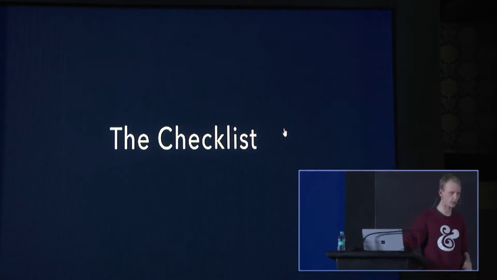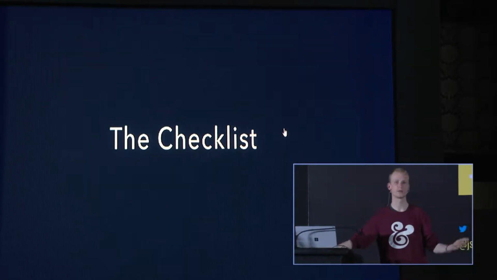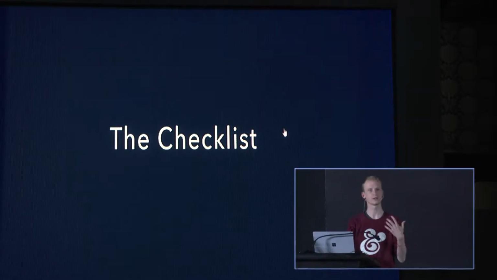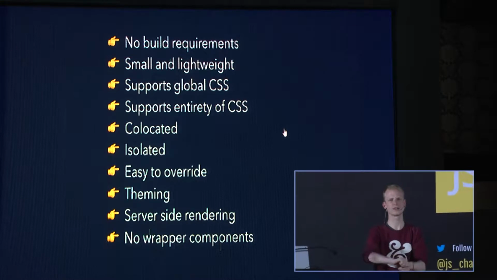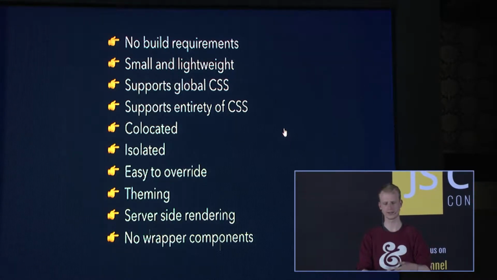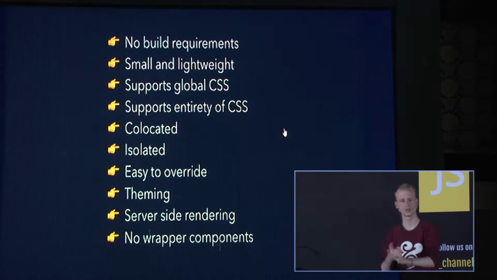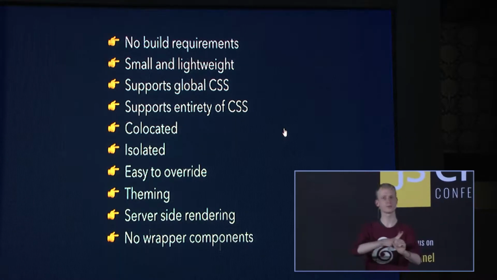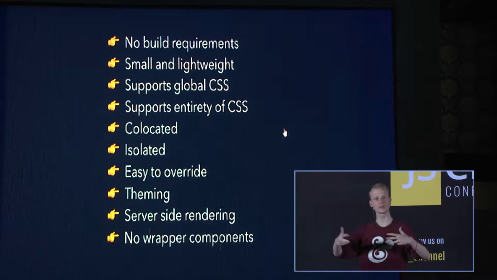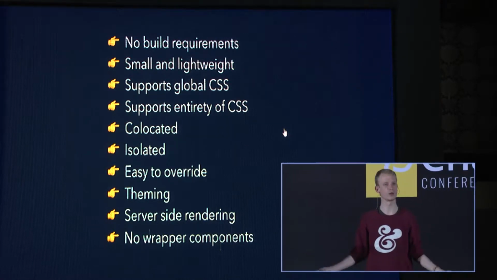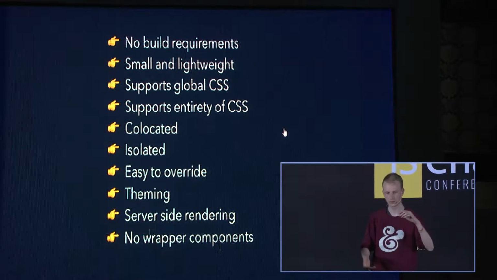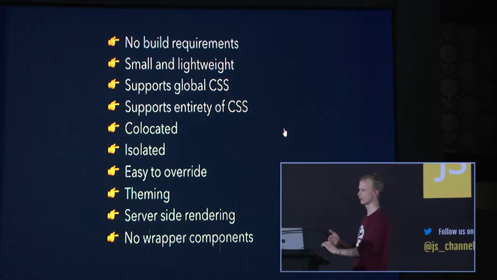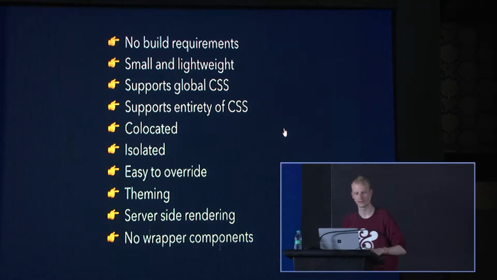I made a checklist of things that we kind of want from CSS, or from any solution that adapts CSS for our use case. This checklist has these items. No build requirements. I don't want to have an extra build step just to compile my CSS. Whatever solution we use should be small and lightweight. It should support global CSS. So if we start locally scoping CSS, some things still need to be global, like a browser reset. That still needs to be global, so that should still be possible. It should support the entirety of CSS, which, looking at this list, seems a bit weird, but you'll see why that's really relevant very soon.